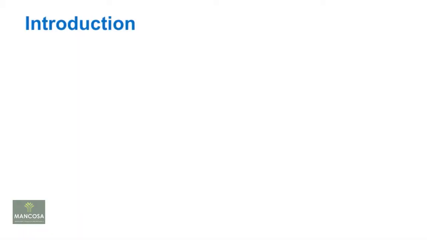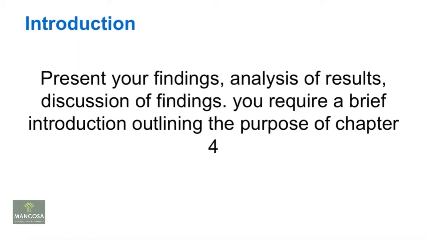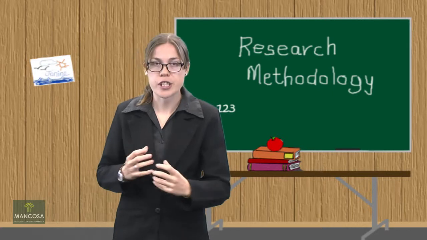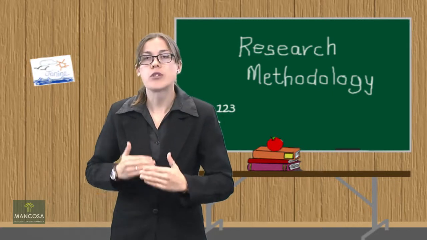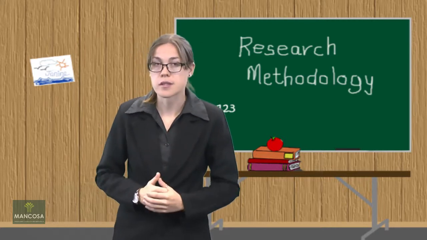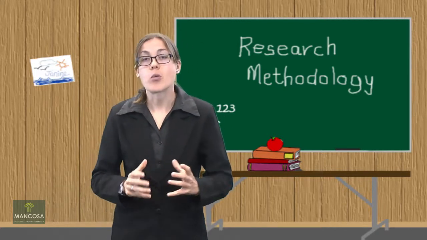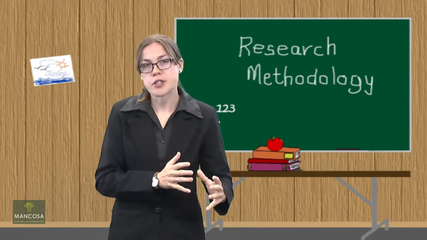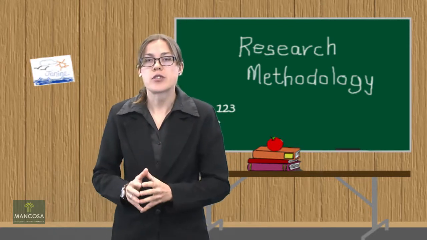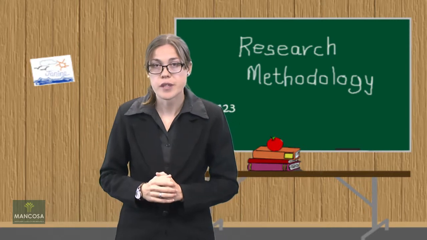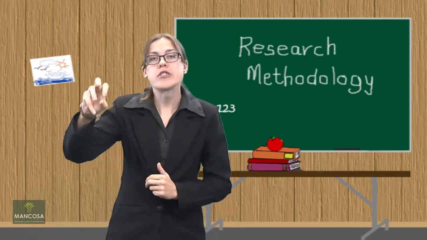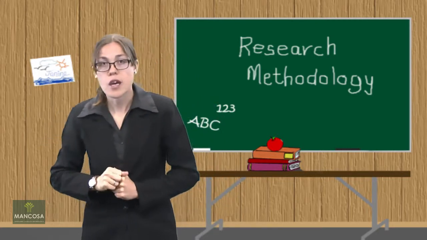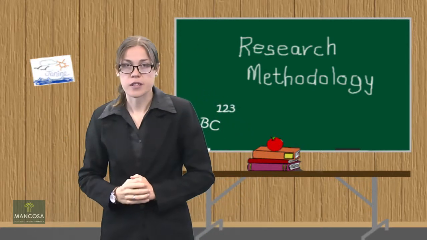In your introduction, you will present your findings, your analysis of results, your discussion of findings. You require a brief introduction outlining the purpose of the chapter and how you will proceed to present your primary findings. You need to conclude in Chapter 3 why certain tests were performed rather than others, with reference to their assumptions, level of measurement, and permissible tests relevant to these levels of measurement. In Chapter 4, whereas, you need to explain what tests you did and the results obtained therefrom, and then you need to present and discuss these findings.